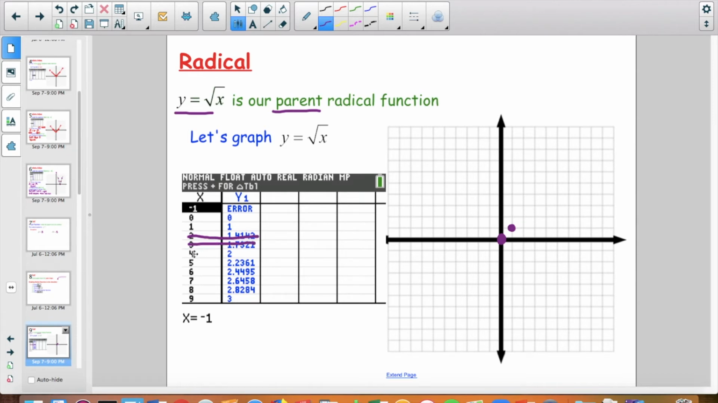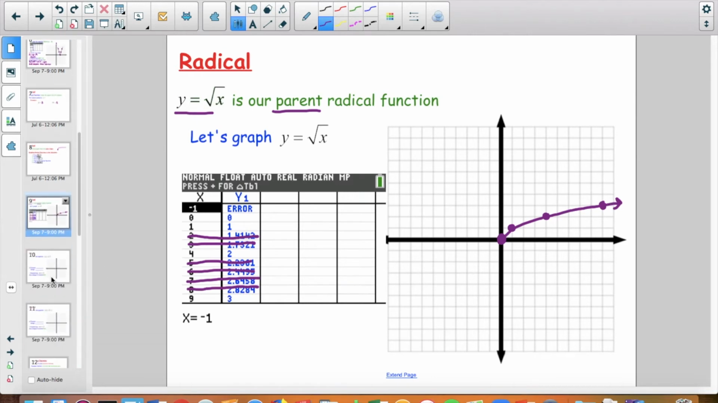The next point we can graph, though, is 4, 2. So 1, 2, 3, 4, 1, 2. Can't graph 5, can't graph 6, 7, or 8, but we can graph 9. So it'd be 9, 1, 2, 3, 4, 5, 6, 7, 8, 9, and 3. 1, 2, 3. Those are the only points we can graph on this graph. So we connect them and put an arrow at the end. This is our parent function for the radical equations.